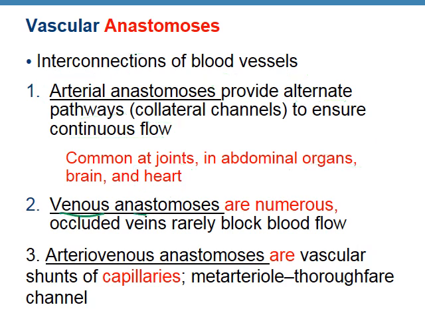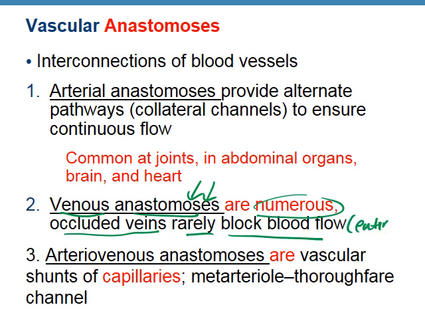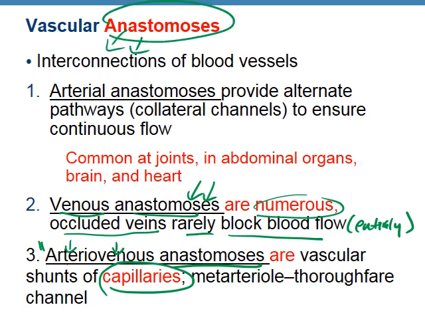All right, a venous anastomoses. So vein connections or branchings or interconnections. These are numerous. This is so if you have an occluded vein, it rarely blocks up your blood flow entirely. So you're still going to have some blood flowing back to the heart. The third is your arteriovenous anastomoses. This is a capillary bed. So a capillary bed is where the artery and the vein come together or branch or interconnect. So basically, fancy term for interconnections.